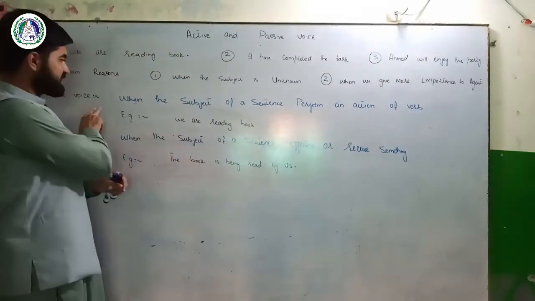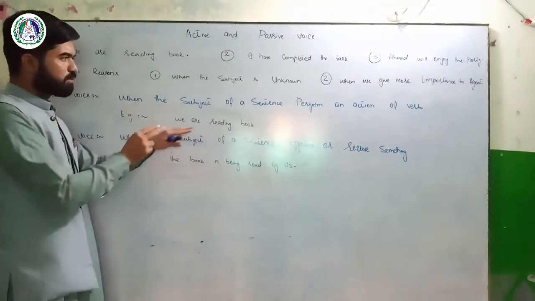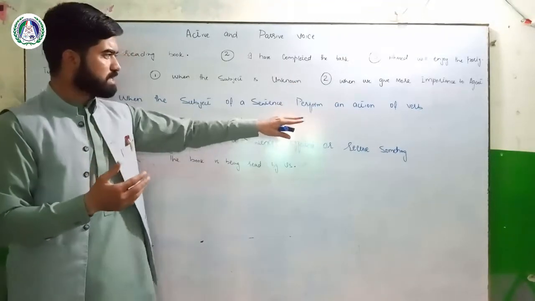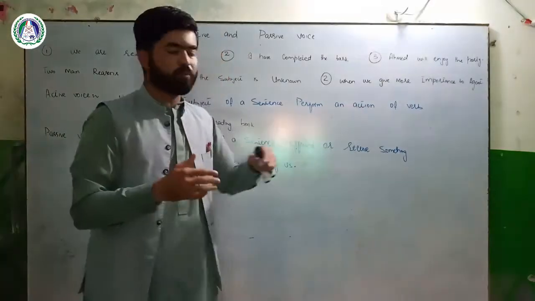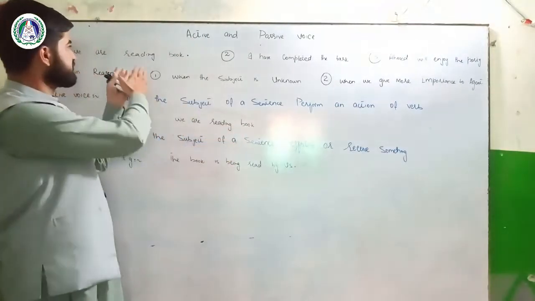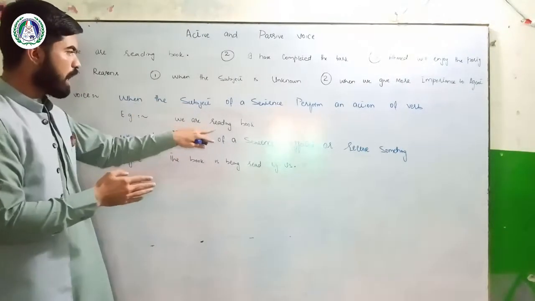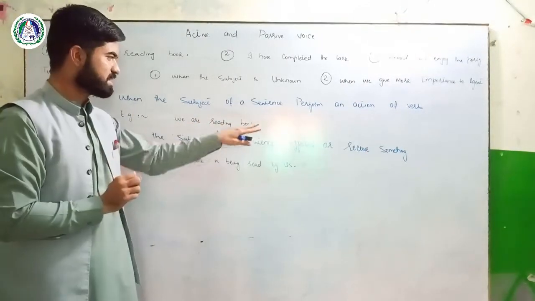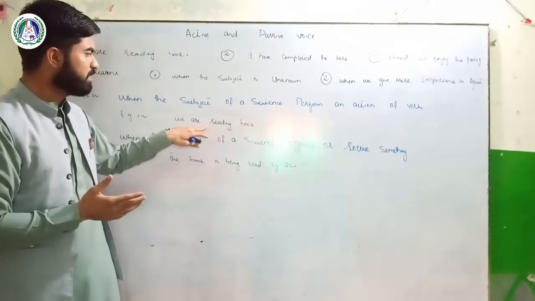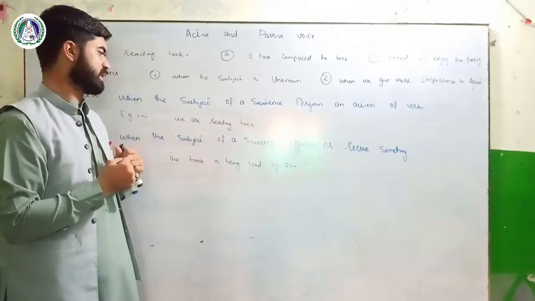So, what is active voice? When the subject of a sentence performs an action of a verb. In a sentence, a verb always performs an action. For example, we are reading book. The same sentences I brought here. We are reading book. Is it complete? It gives us complete sense. So, here reading is an action performed in a sentence.